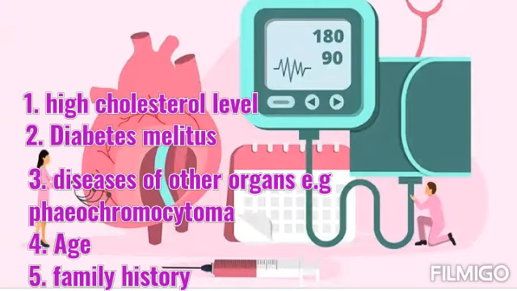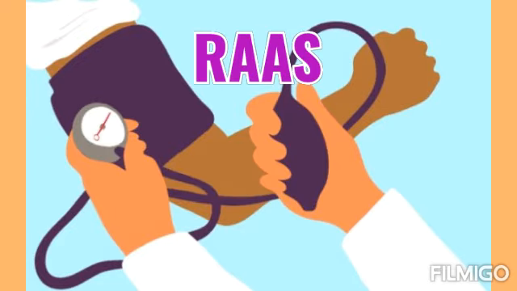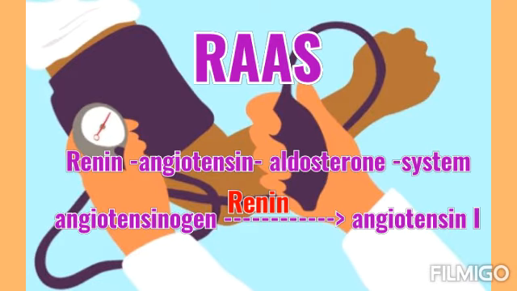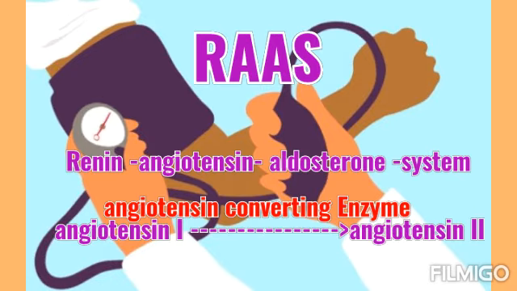Exactly. So, what are we going to look at? After looking at these causes of hypertension, we're going to be looking into another aspect of this today. We look at RAAS, that's the renin-angiotensin-aldosterone system. The mechanism is: angiotensinogen is converted to angiotensin 1 by renin, which is activated. Then angiotensin 1 is converted to angiotensin 2 by angiotensin converting enzyme, which is known as ACE.